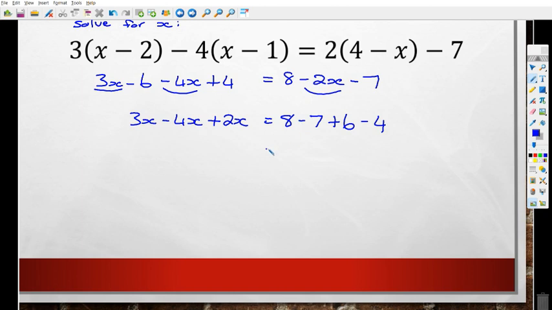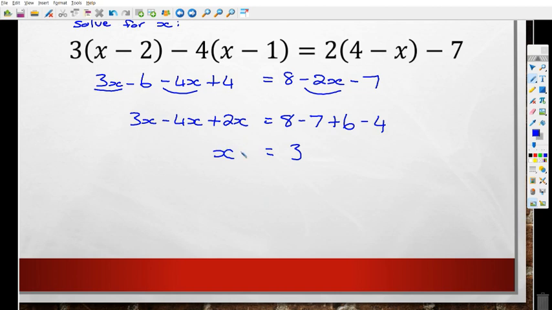So now we've got 3x minus 4x plus 2x. What does that give you? Just x. Good. That's 5 minus 4, which is just x. And here we've got 8 minus 7 plus 6 minus 4. 3. Very good. So I'm hoping this is making a little bit more sense to you guys, and I hope that you guys are getting a grasp on linear equations.